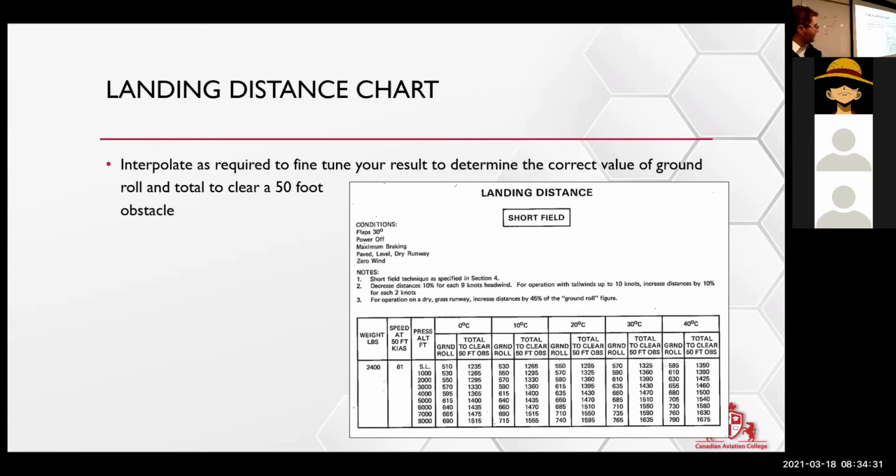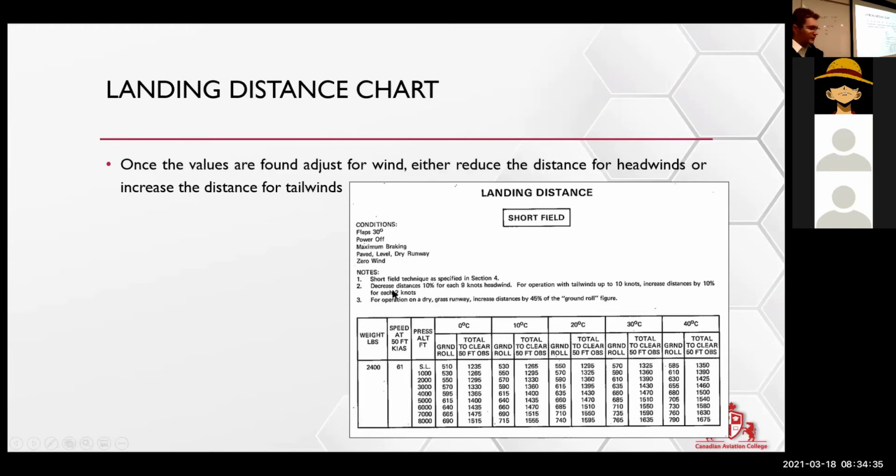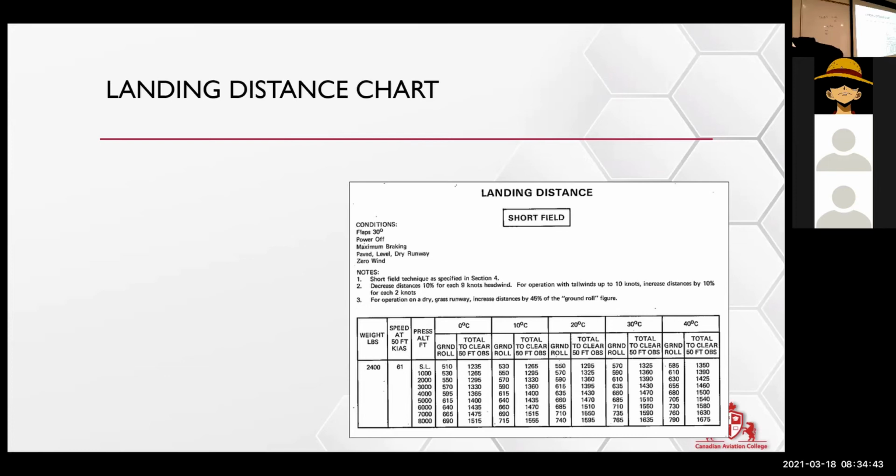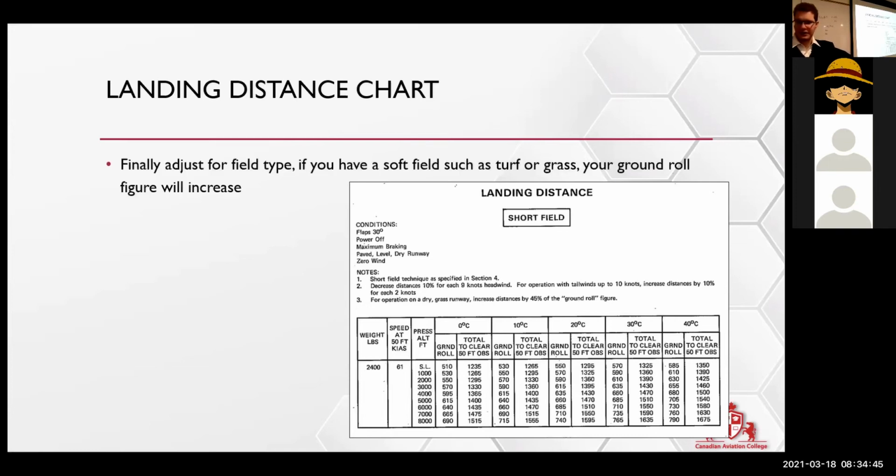After you figure out the number, make sure you take wind into account over here, and add or subtract the values as necessary. Okay? Finally, adjust for field type. If you have a soft field, such as turf or grass, that will increase your distance.